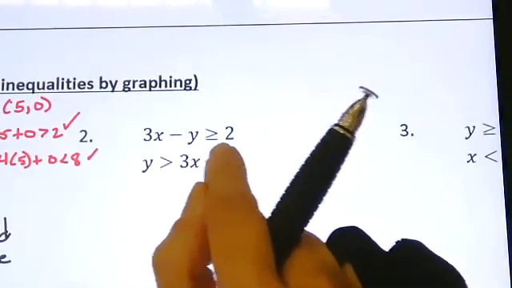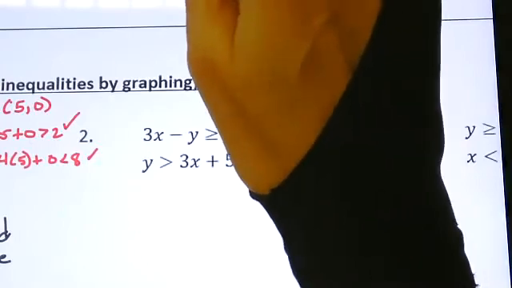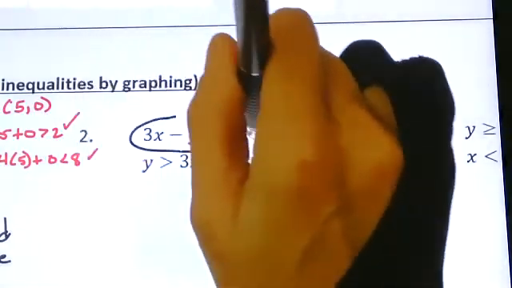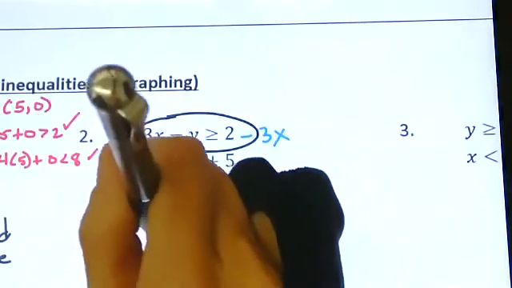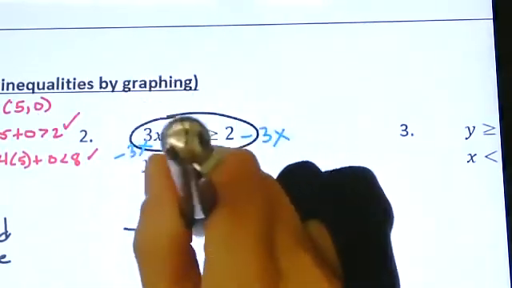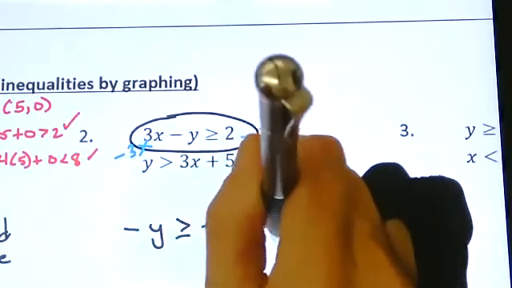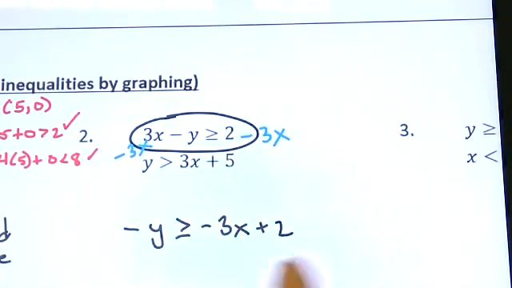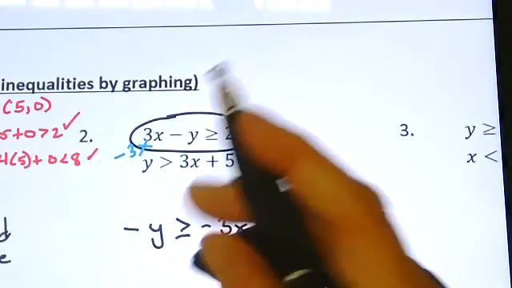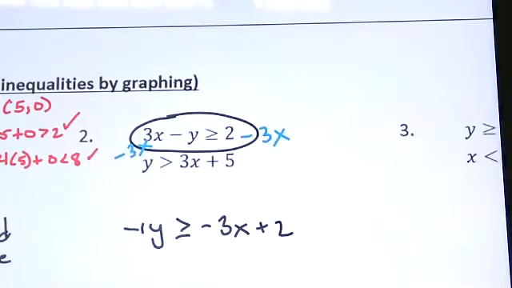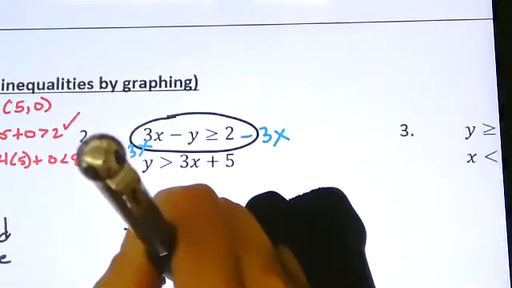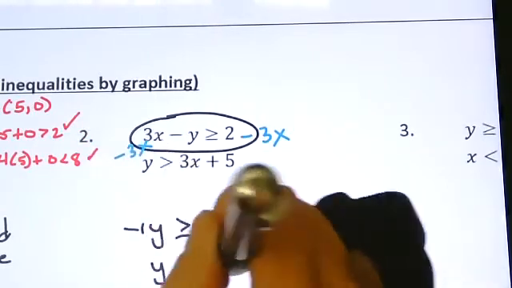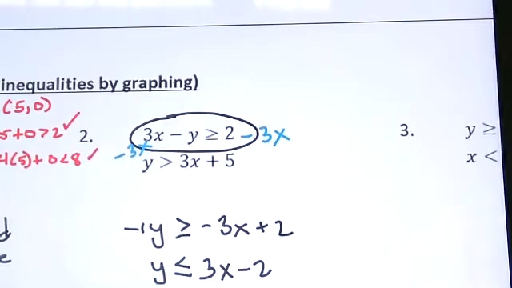Okay, my first inequality here, I need to move the 3x to the other side. So I'm going to subtract 3x from here, subtract 3x from there. That gives me negative y greater than or equal to negative 3x plus 2. Can't have a negative in front because that's really a negative 1. So I need to divide by negative 1. And when I divide by a negative, my inequality sign flips, and everything else changes sign.